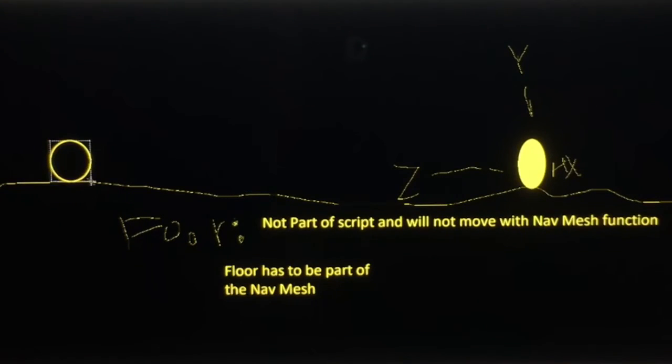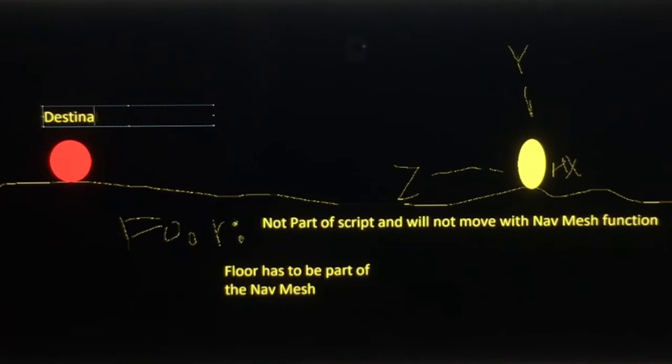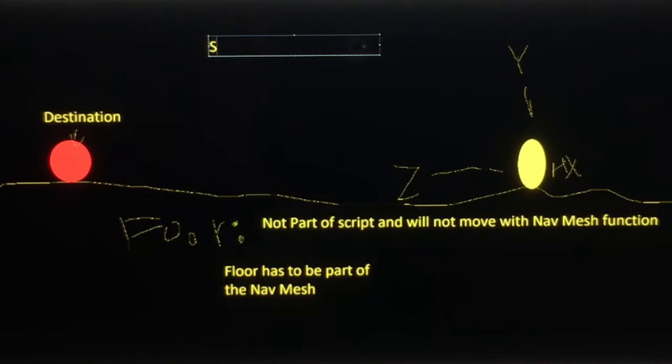But right here, I'm just going to make a little circle, and this is going to be our destination. So this is where the Navmesh comes into its own. Navmeshes always have a destination, and they find the quickest ways possible to that destination. So if this little circle is our destination, then how would it get there?